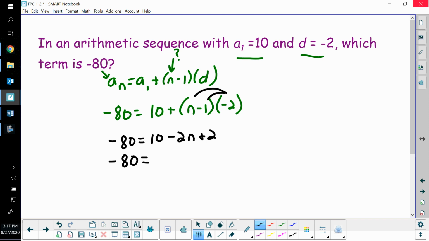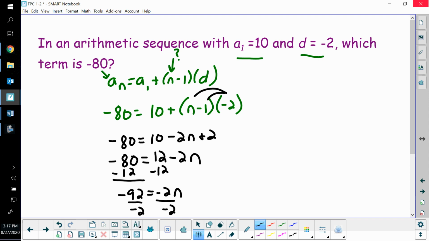So that'd be negative 80. If we combine like terms, that'd be 12 minus 2n. We could subtract the 12 to both sides, and that would give us negative 92 equals negative 2n. And we could divide by negative 2 to give us n equals 46. So that tells us the 46th spot would have the negative 80 in it.